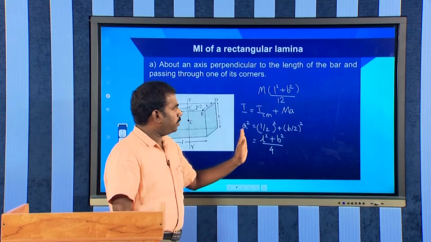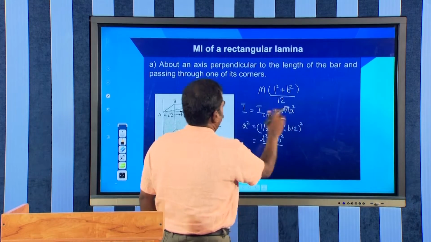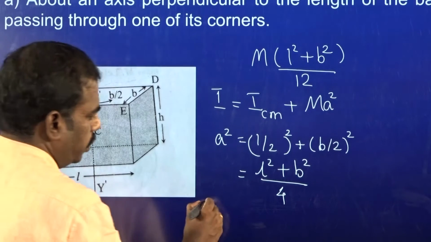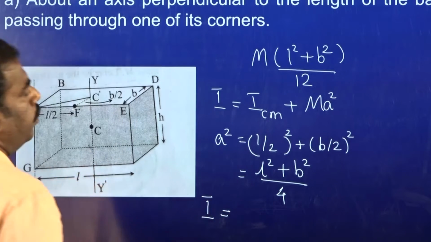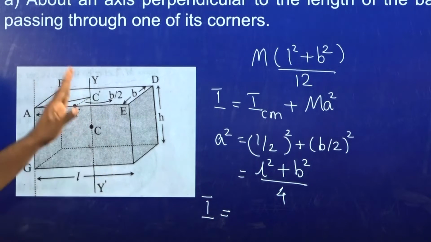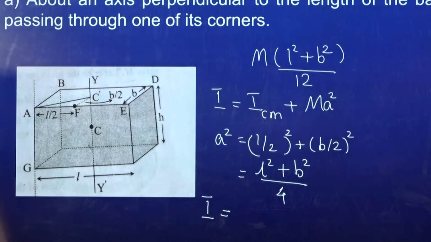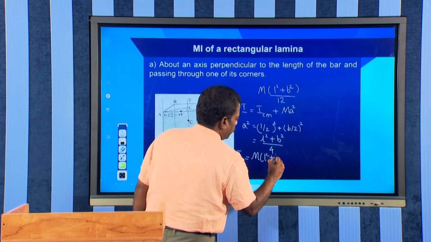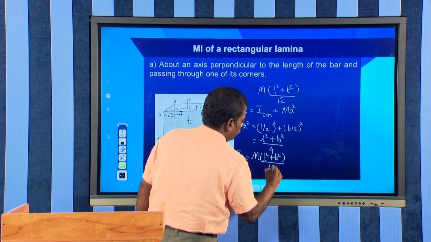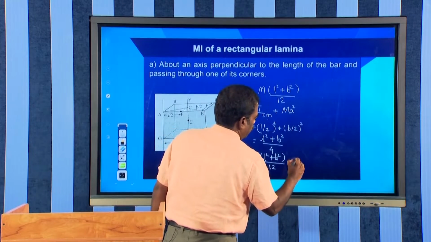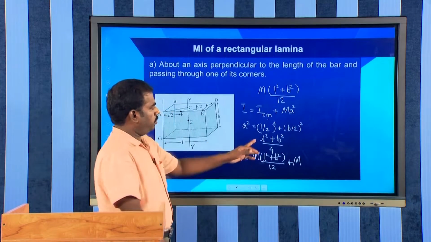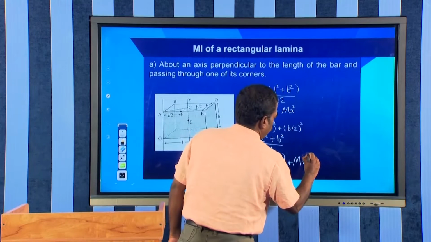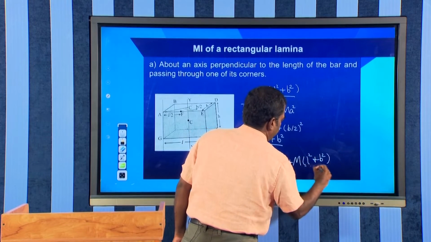Now substitute the same a square in the first equation, I equals ICM plus M a square. This is the required moment of inertia, the moment of inertia of this rectangular bar about an axis which passes through one of its corners. I equals ICM, where ICM equals M into (L square plus B square) by 12, plus M into a square. What is a square? (L square plus B square) by 4. So plus M into (L square plus B square) by 4.